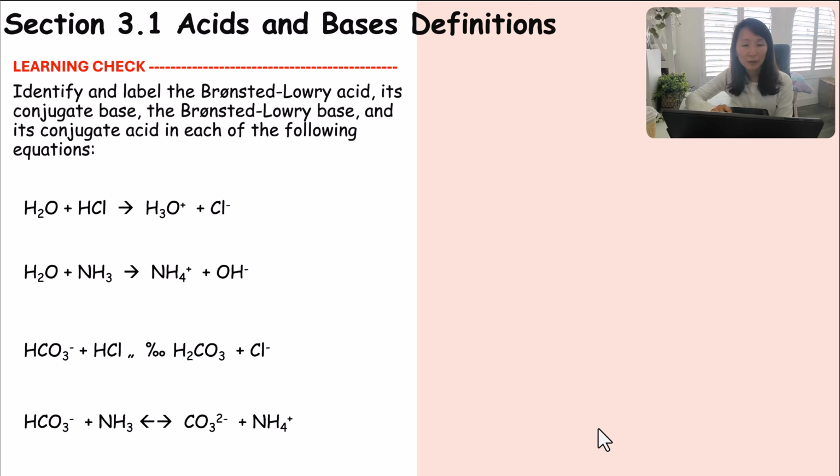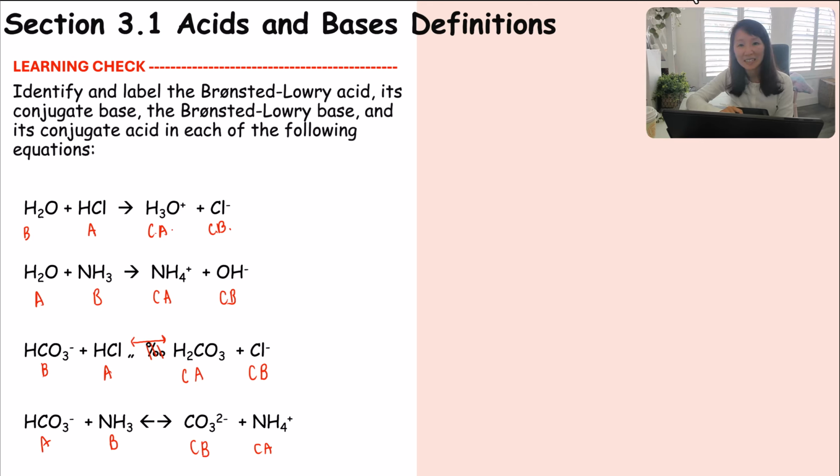Let's do a learning check based on what we have learned so far. Here it says identify and label the Bronsted-Lowry acid, its conjugate base, and the Bronsted-Lowry base and its conjugate acid in each of the following equations. So you're just labeling which one is an acid, a base, and its conjugate counterparts, and come back and check this video.